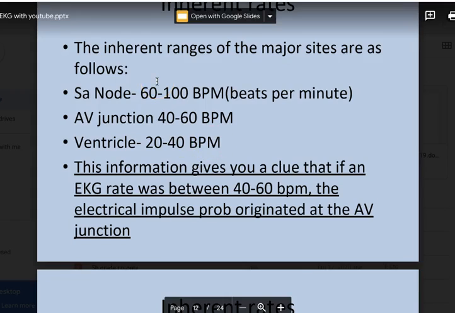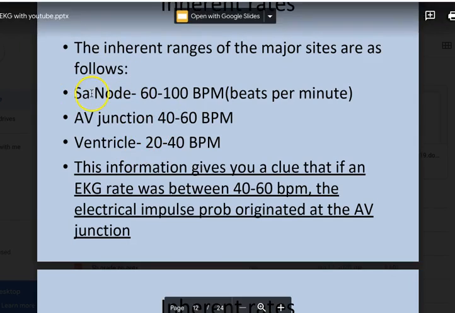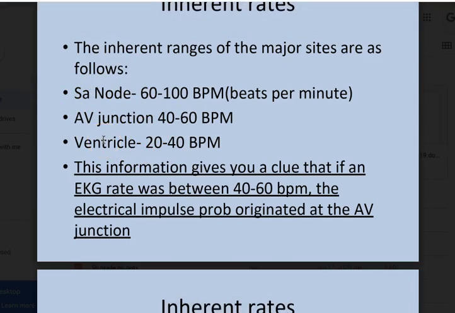The SA node's inherent rate is 60 to 100 beats per minute. Those of you that have had my class or any health science class before know that the normal adult heart rate is 60 to 100, so that should tell you something about the function of the SA node. The inherent rate for the AV junction is 40 to 60 beats per minute, and the inherent rate of the ventricles is 20 to 40 beats per minute.